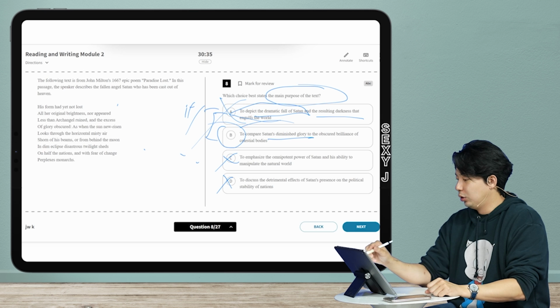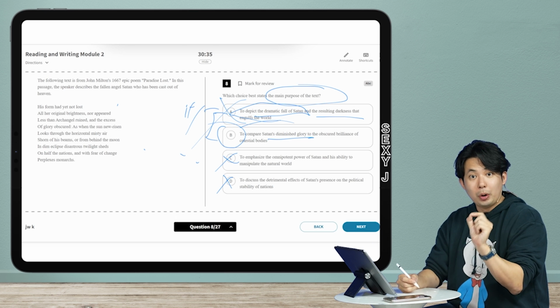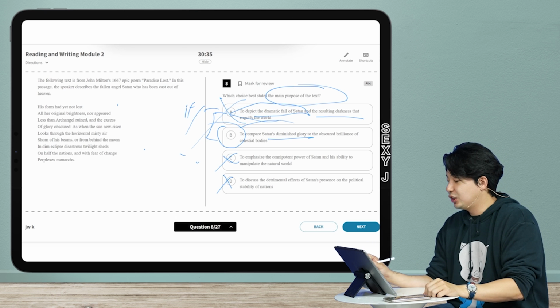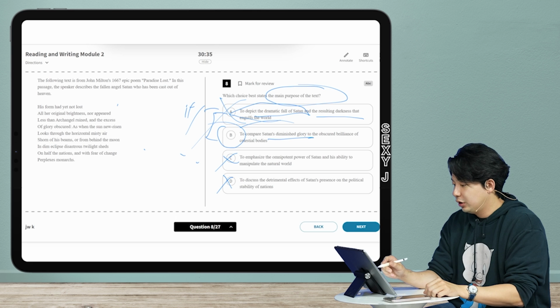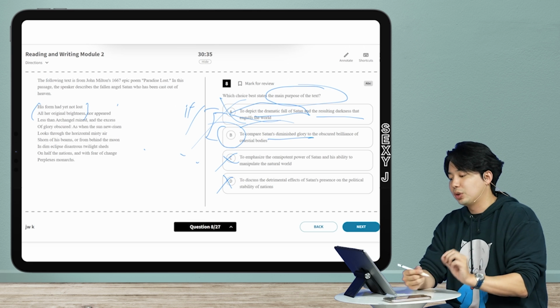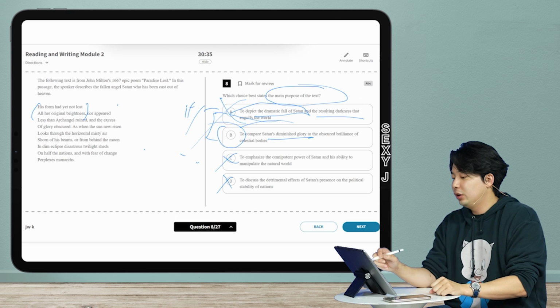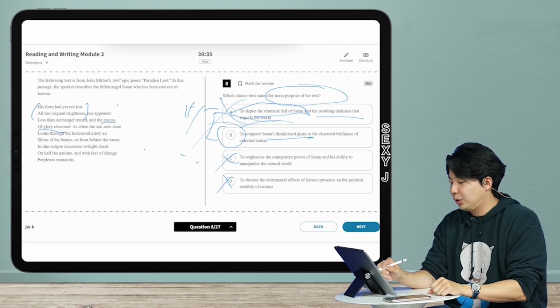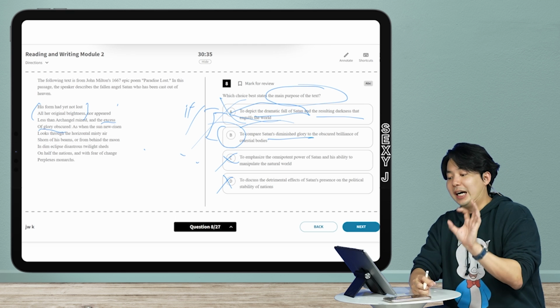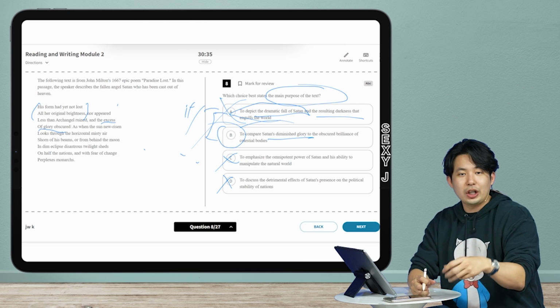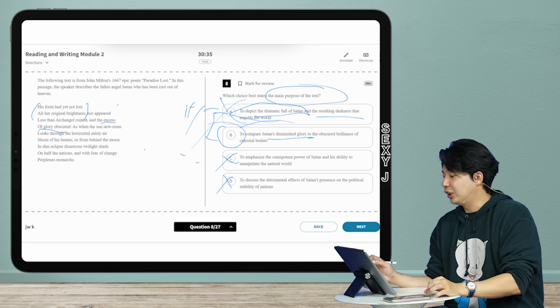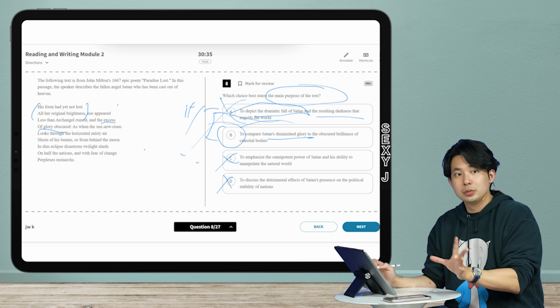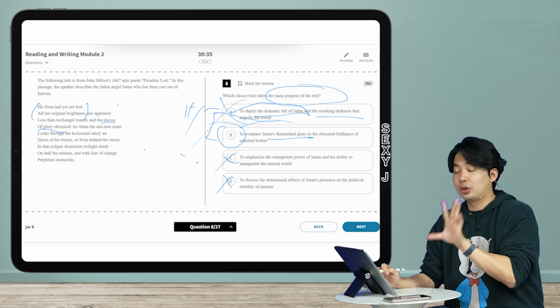Okay? So I'm going to check every single part of the answer choice. Satan's diminished glory. His form had yet not lost all her brightness. What does that mean? Or excess glory obscured. So I didn't lose all of the brightness. I lost some. That's diminished glory. Lost some of the brightness, diminished glory.